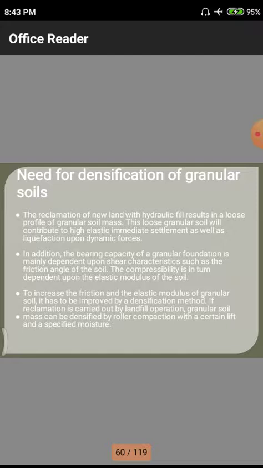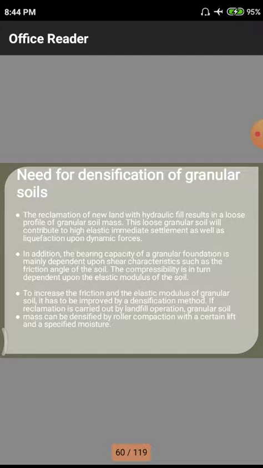Compressibility tends to depend upon the elastic modulus of the soil also. That means the E value, the elastic modulus of the particular soil, may vary from soil to soil depending upon particle size and chemical properties. So we need to focus mainly on these shear characteristics, frictional properties and the elastic modulus of the particular soil. All of those can influence the soil bearing capacity.